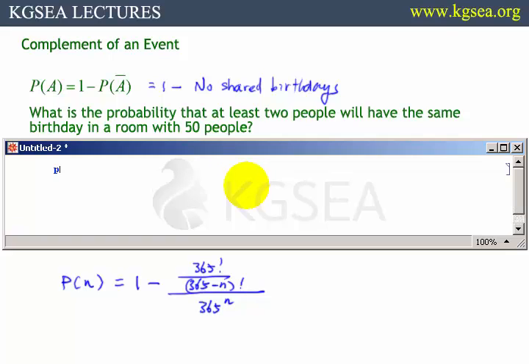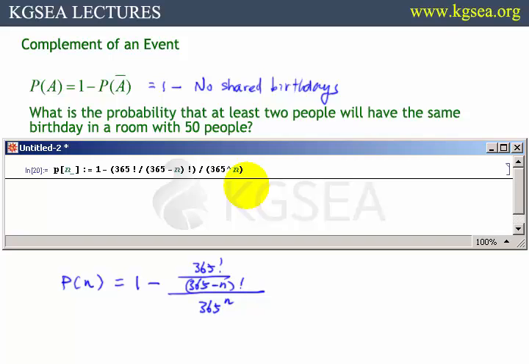Okay, I will type the function p of n is equal to 1 minus. I have the numerator, which is, I will use parentheses, 365 factorial divided by 365 minus n factorial. That's upstairs, and downstairs is, just for safety, I'm using parentheses. It's not necessary. 365 to the nth power. That's the function here.